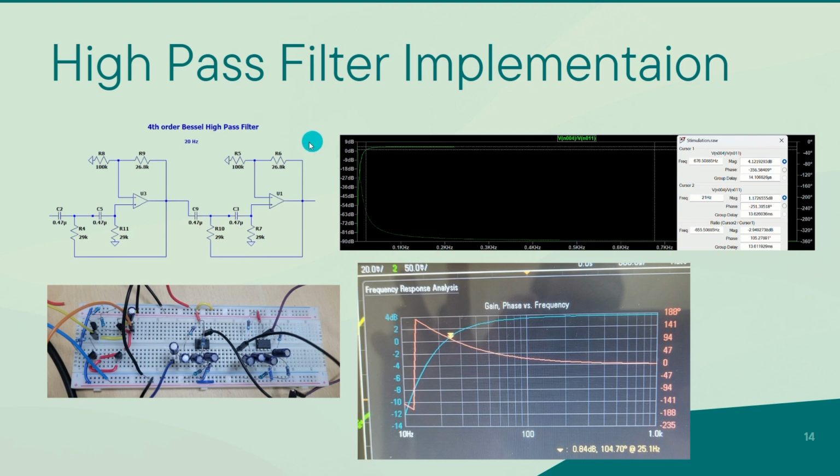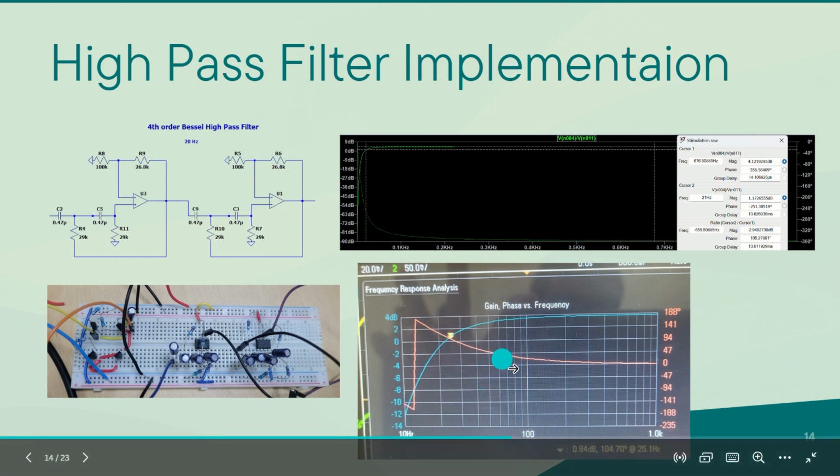High pass filter. Now moving on, let's take a look at the high pass filter block. We implemented a second order high pass filter to remove any unwanted low frequency noise from the signal. The frequency response analysis of the filter was done using an oscilloscope, and we achieved the desired threshold of around 20 hertz, 25 hertz. And this part shows our implementation of the high pass filter.